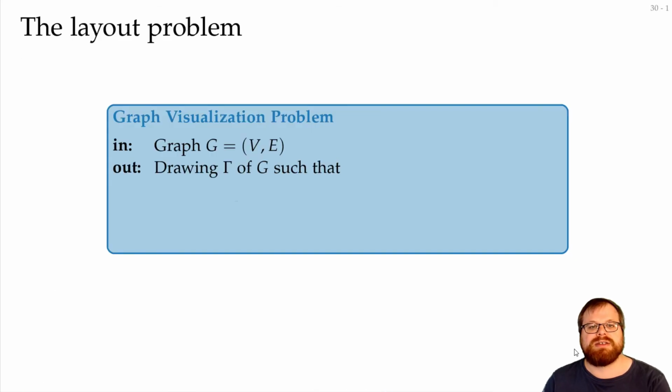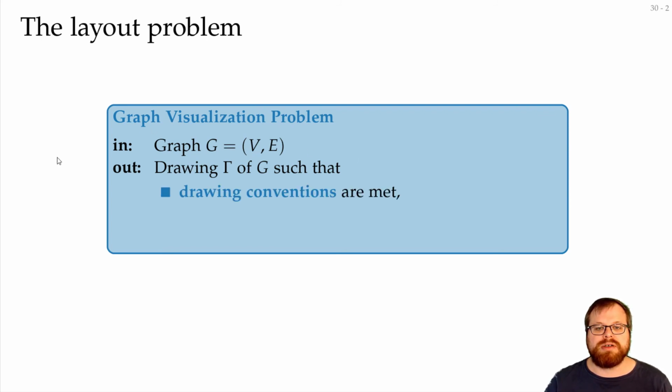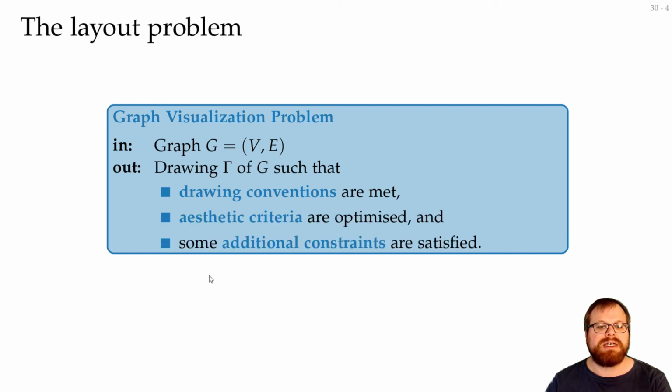So let's go back to the graph visualization problem. We only defined it for these node-link diagrams. But in general, what we want is we have a graph and we get some drawing such that the drawing conventions that we chose are met, the aesthetic criteria are optimized, and some additional constraints are satisfied. And this is the very general form of the graph visualization problem. And in this course we want to look at different conventions, different criteria, different constraints, and then try to solve this problem as well as possible.